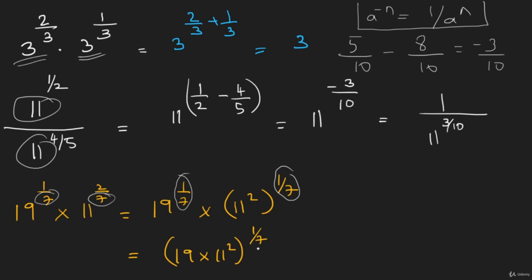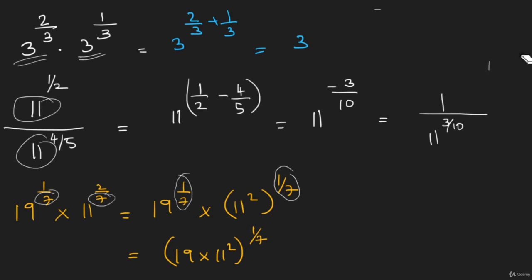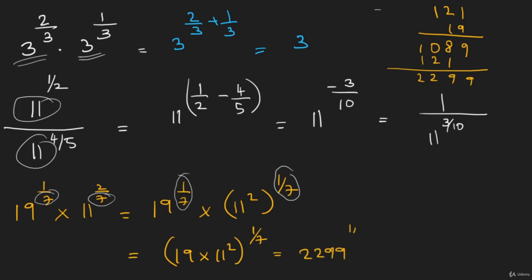11 square is 121. We make some space. You can do the multiplication. 19 into 121 will give you, how much will that give you? It will give you 2299. So this simplifies to 2299 to the power 1 by 7.